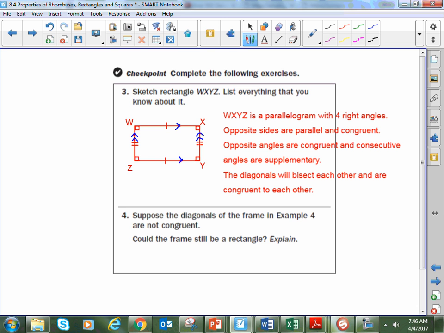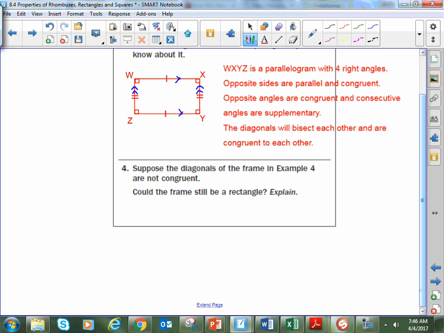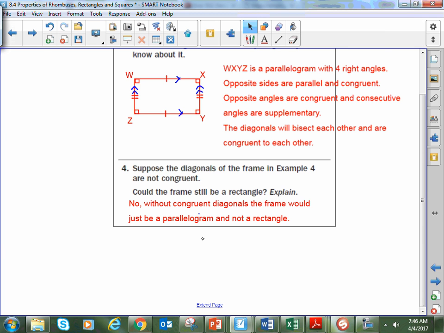So let's take a look at 4. Suppose the diagonals of the frame were not congruent. Could the figure still be a rectangle? Well, going back to that example, if I don't know that I have right angles and I don't know if I have congruent diagonals, then there's no way for me to say that it's a rectangle. All I would be able to say is that it's a parallelogram. That's all I could call it.